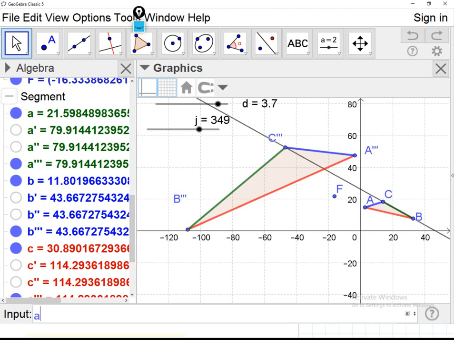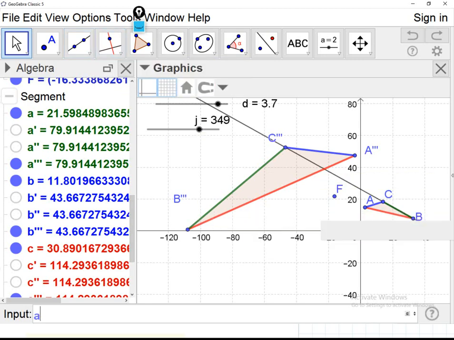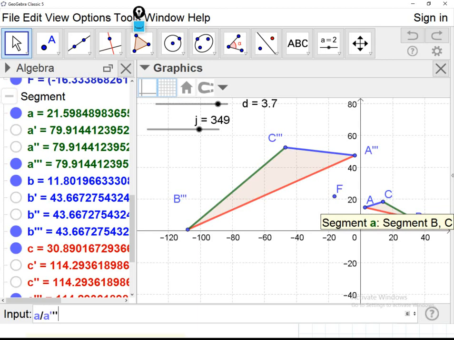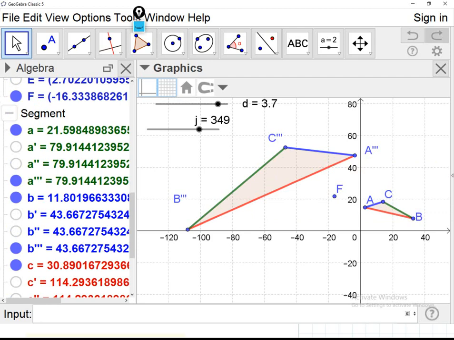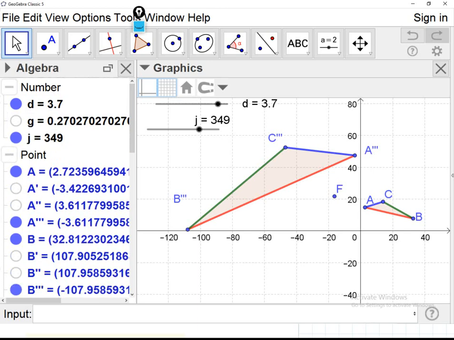So segment A is this length right here, so this would be the smaller green segment. Let's see if we can divide that by A triple prime, which would be this bigger green segment. See what number that gives us, and it gives us 0.27. So green compared to green is 0.27.